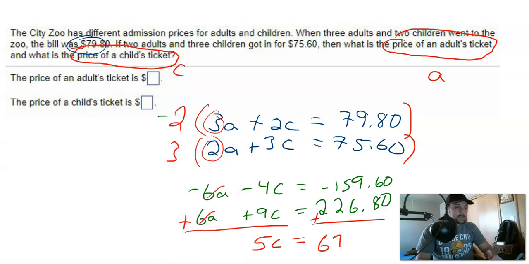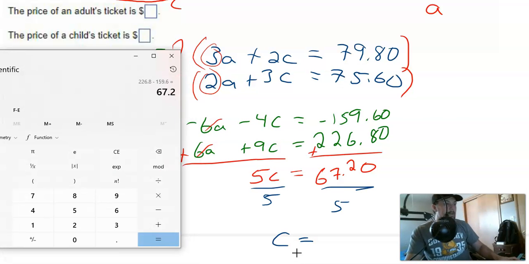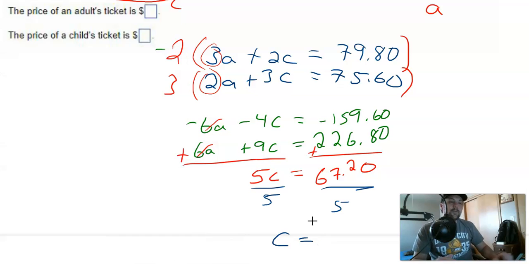So $67.20. All right, now we'll divide that by 5 to solve for c, and this will tell me the cost of a child's ticket. So divide by 5, and we get $13.44. So that's a reasonable dollar amount.